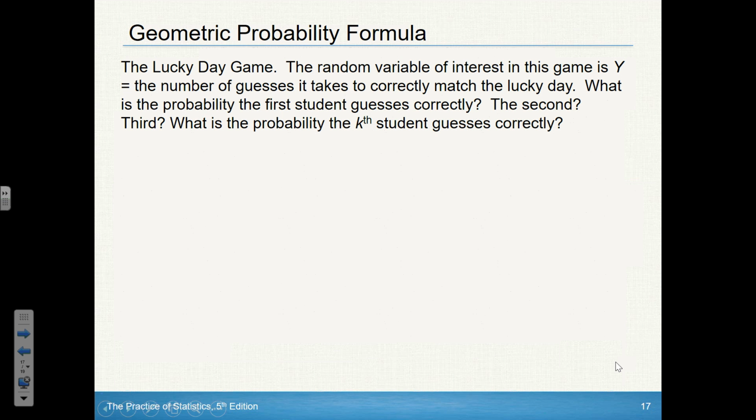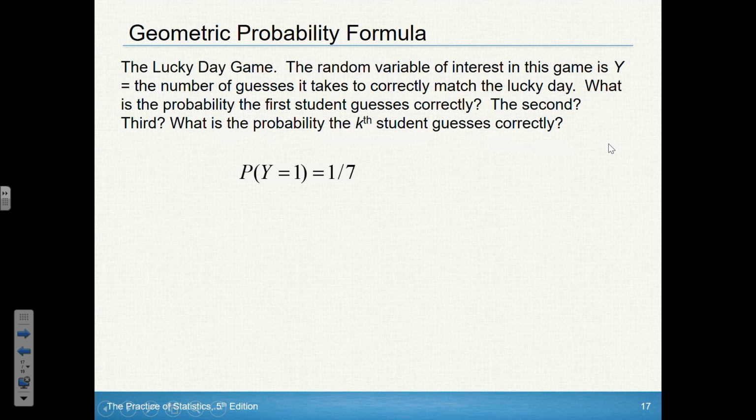So let's look at an example. This is called the lucky day game, and we're going to be spending more time on this in class, but just an introduction here. It says the random variable of interest in this game is y, the number of guesses it takes to correctly match the lucky day. What's the probability of success if the first student guesses correctly, the second, the third? What's the probability that the kth student guesses correctly?